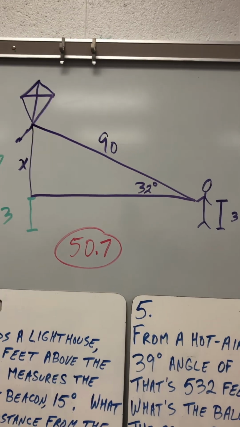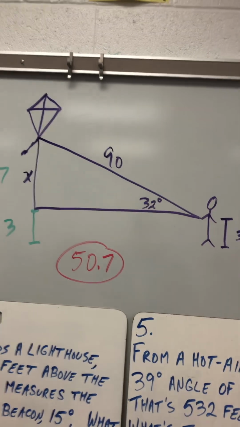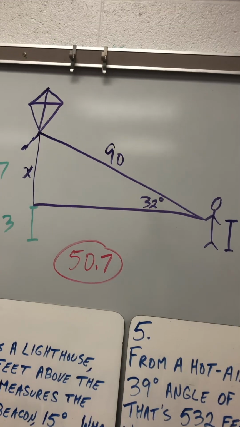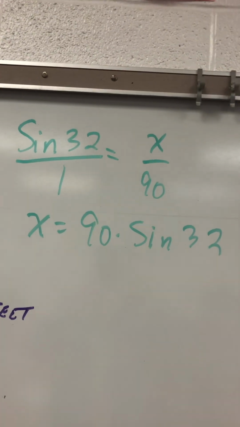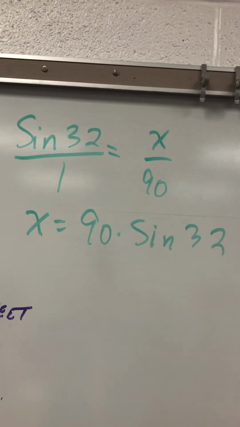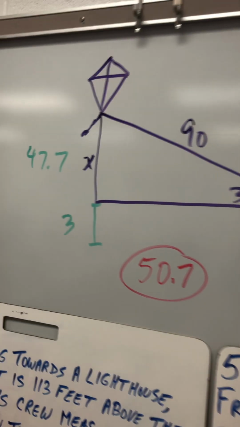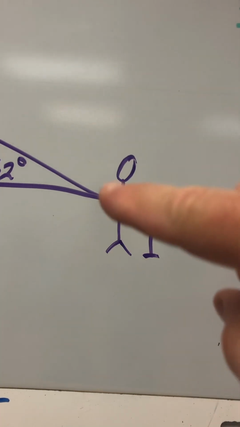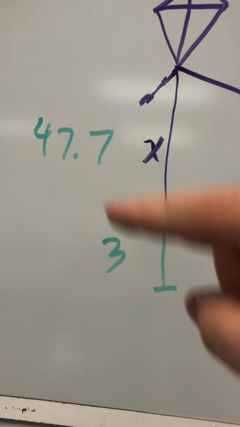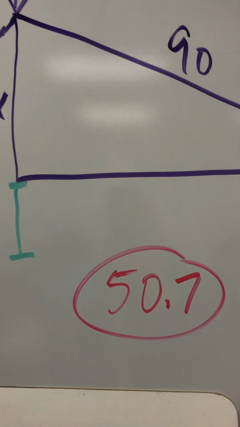So we're going to do from this angle, opposite over hypotenuse, we're going to use sine, okay? So sine 32 equals x over 90. So x equals 90 times sine 32. You get 47.7. But don't forget that his hands are 3 feet above ground, so we have to add an additional 3 feet to the 47.7, giving us 50.7 for our answer.